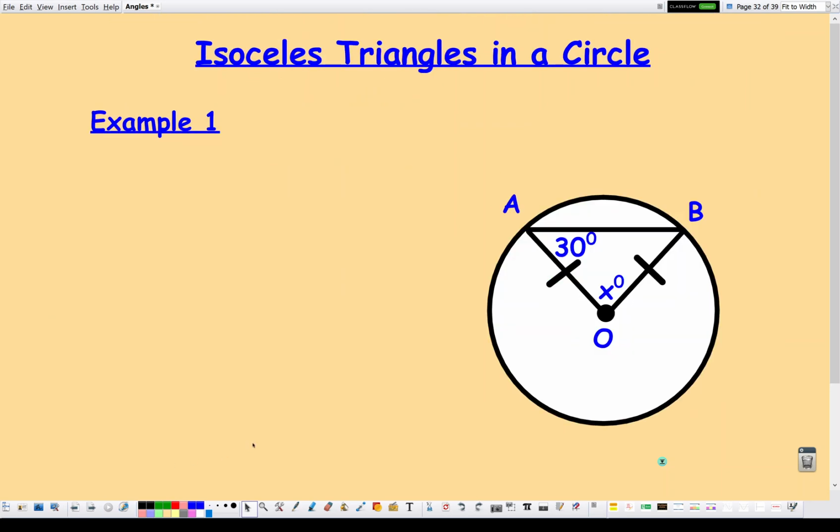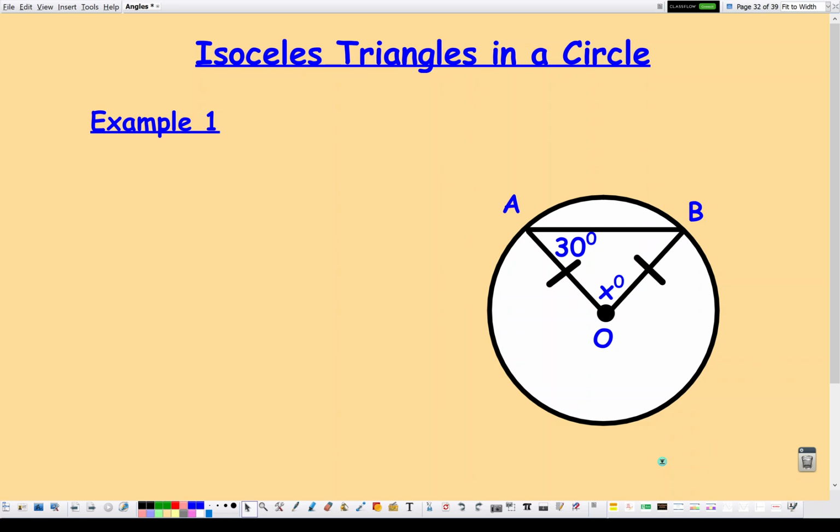Right, so we're going to look at a few examples. So I'm going to go through these relatively quickly. If you need to obviously pause the video at any time, you can do so. I do want you to draw out the shapes each time, so draw each circle with each triangle inside it for your notes. So if you need to pause the video and do that, then just make sure and do that. Okay, so we've got a circle here in example 1. We have another chord drawn between A and B, and we have formed an isosceles triangle by connecting A and B to the centre O.